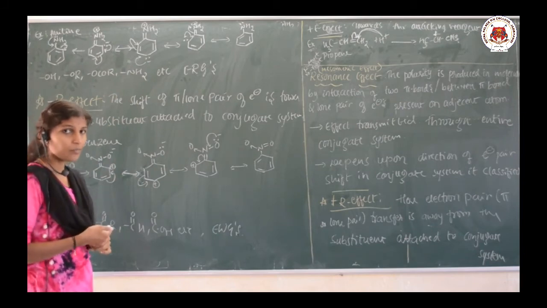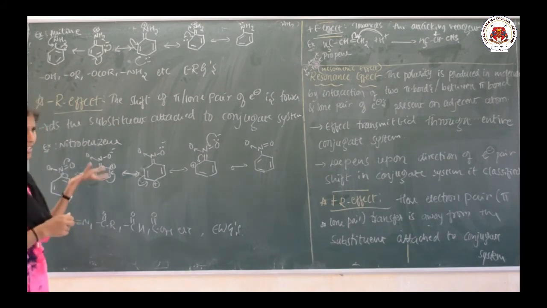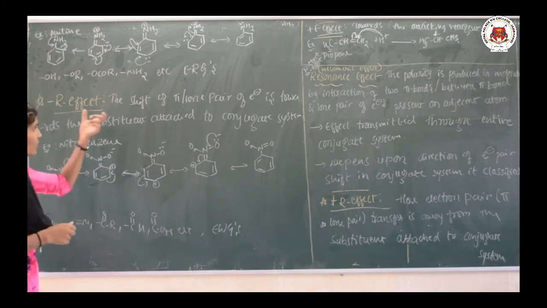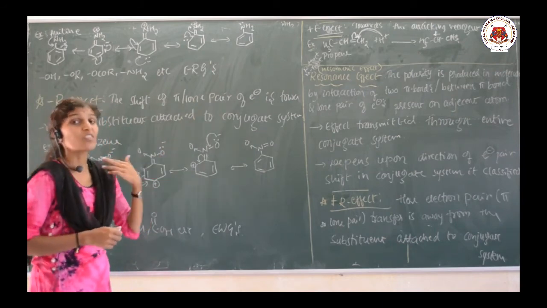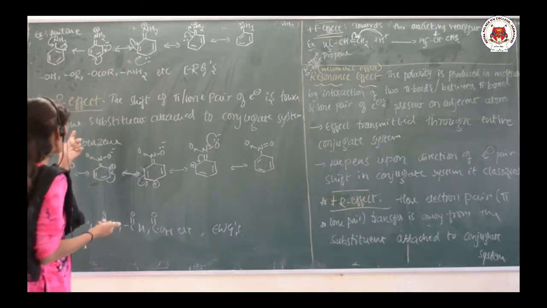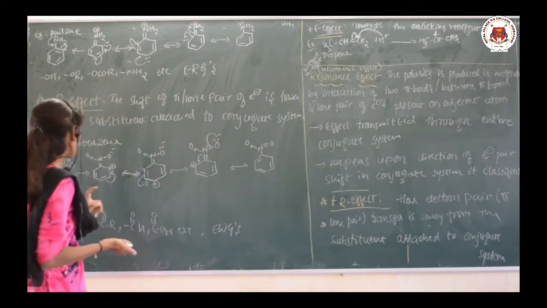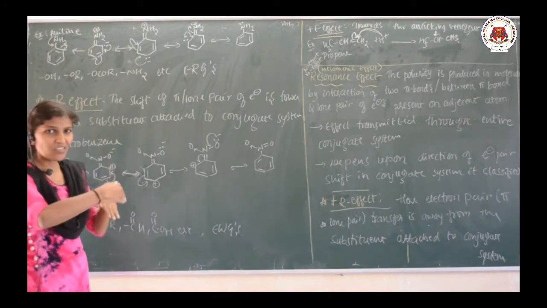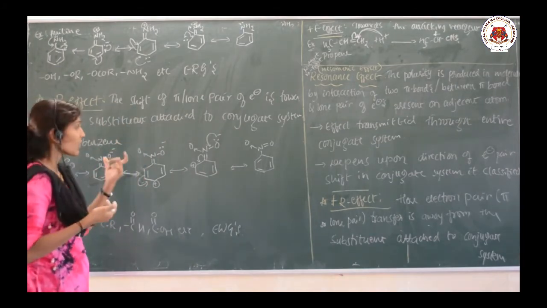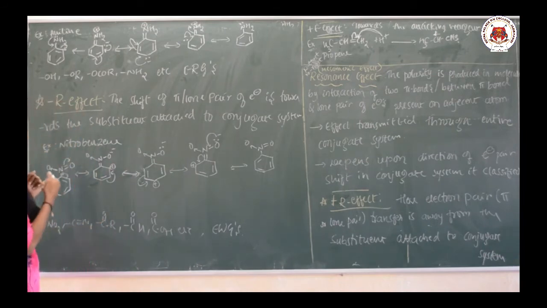Clear? So let us go for the minus R effect. It is the reverse of it. The shift of the pi or lone pair of electrons is towards the substituent attached to the conjugate system. In the plus R effect it is away, but now in this minus R effect, it is towards the substituent. Okay. Let us go for the example, nitrobenzene.